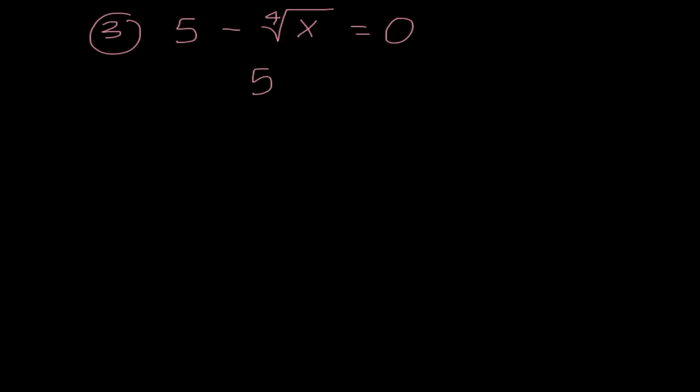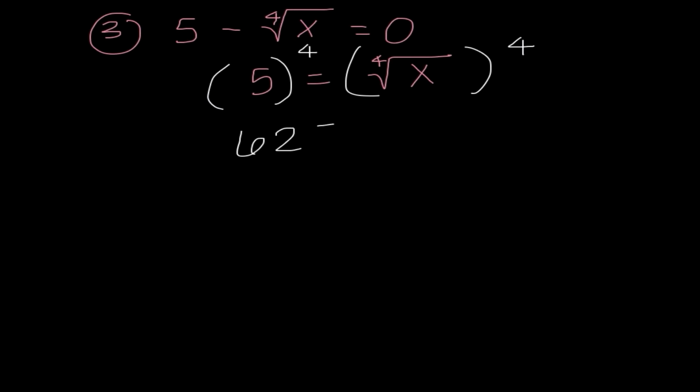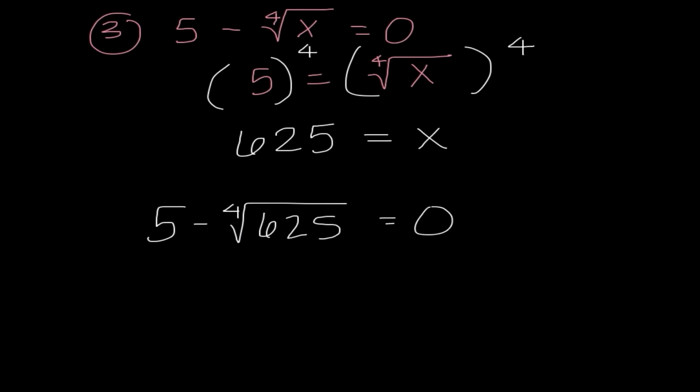So I'm going to go ahead and add the 4th root of x to both sides. To undo the 4th root, I'm going to take both sides to the 4th power. 5 to the 4th power is 625. If I double check this, 5 minus the 4th root of 625 equals 0.